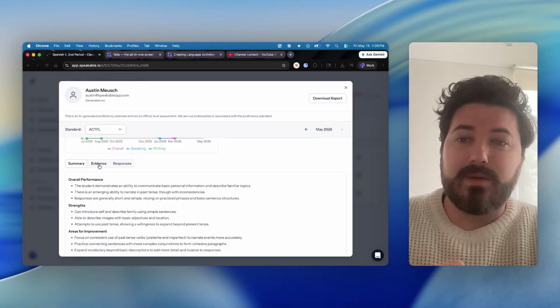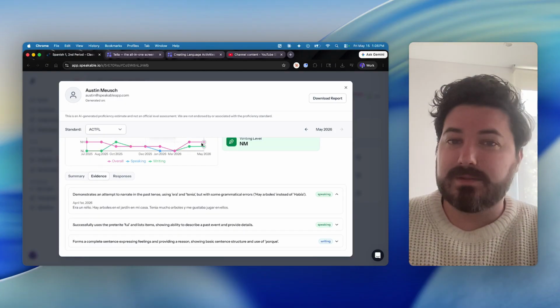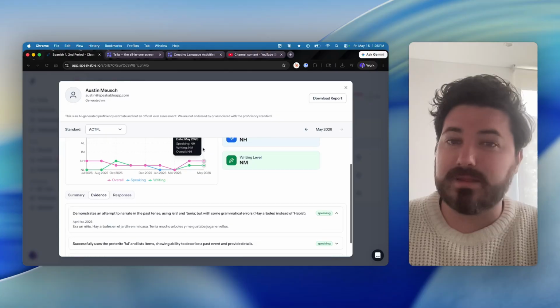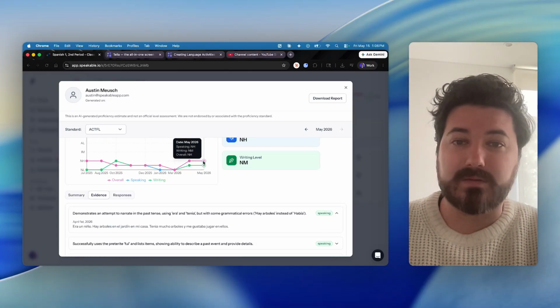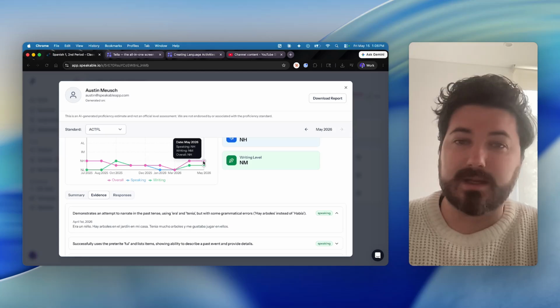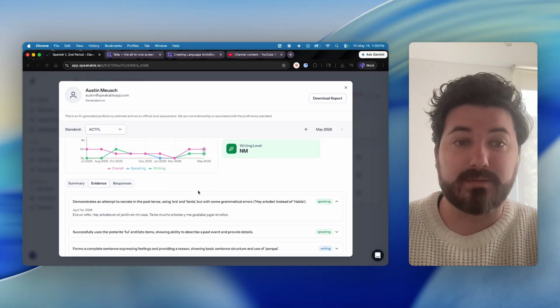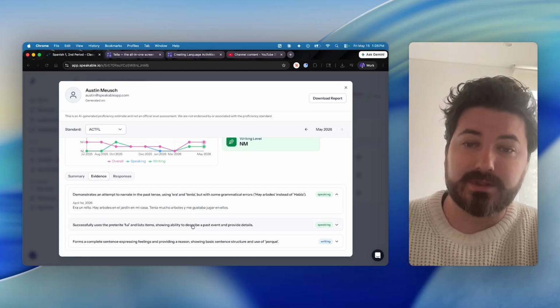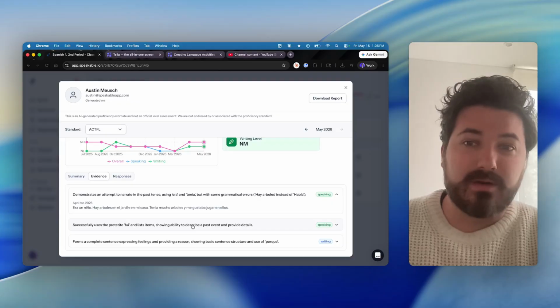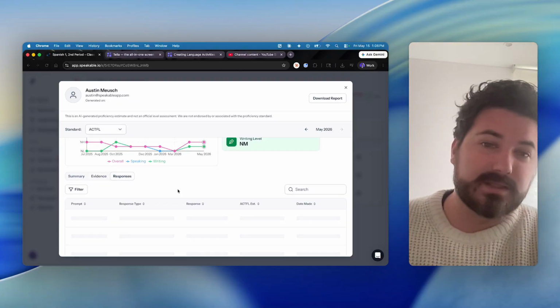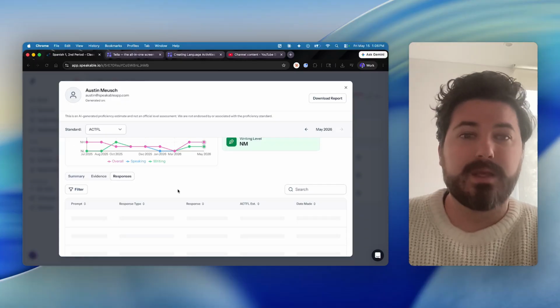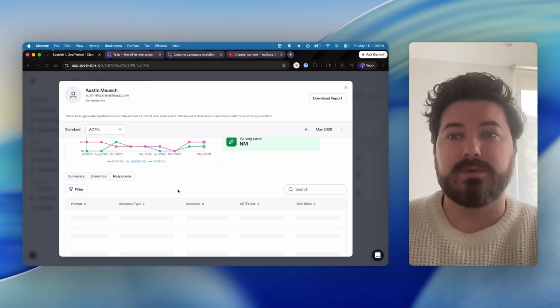It's also pulling out evidence, so it's saying here's where we think Austin landed: novice high for speaking, novice mid for writing, overall between those 2, novice high. So here's some examples of responses that are the evidence of those levels. And then of course we can see all of the responses here in a table and see all of that student's work.